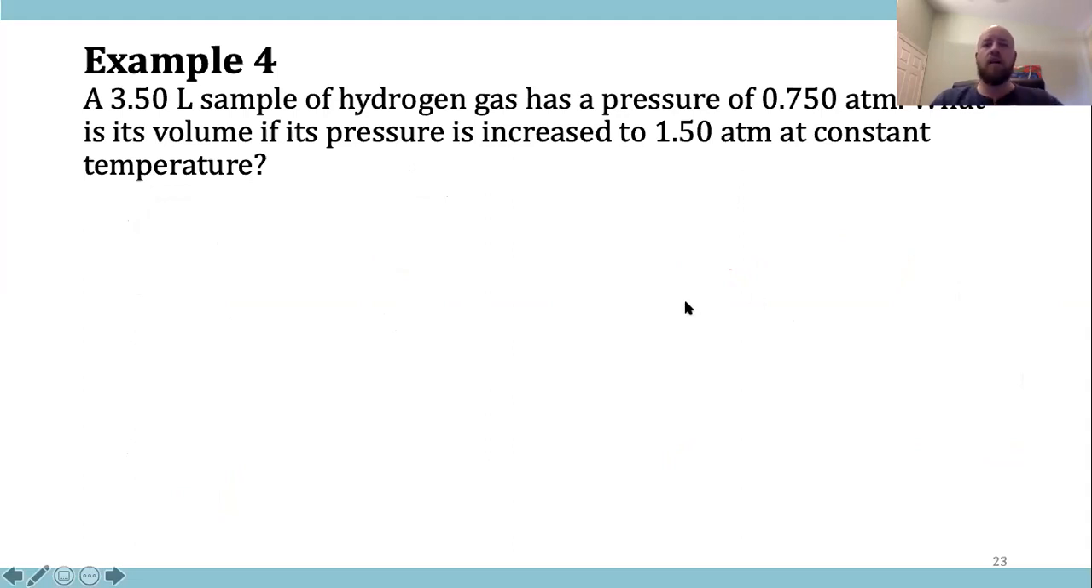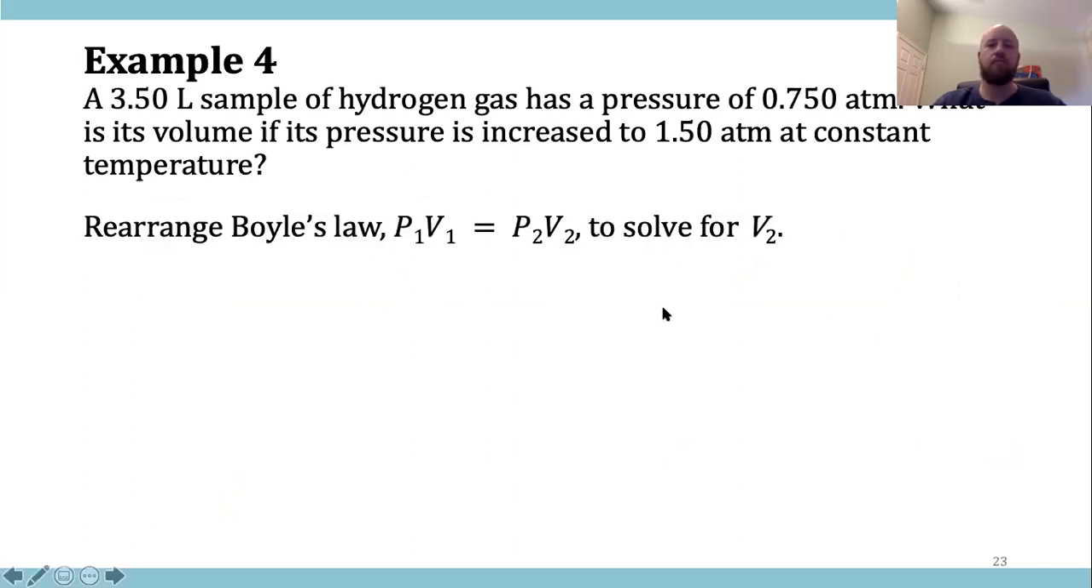So you'll notice most of these problems are pretty straightforward. They look a lot like this in most contexts, right? You have 3 out of 4 terms. A 3-liter sample of hydrogen has a pressure of 0.75 atm. What is the volume if the pressure is increased to 1.5 atm? We're essentially given 3 out of the 4 terms, so you can rearrange it to start with.